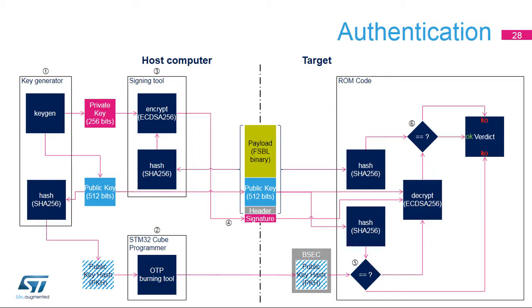5. When the STM32 MP1 target is reset, the ROM code starts by computing the SHA-256 hash of the public key available in the signed file. Then it compares this hash with the one stored in the STM32 MP1 BSEC non-volatile memory. If it is different, the authentication process fails. Otherwise, it continues. 6. The ROM code computes the SHA-256 of the FSBL payload plus the public key and the file header. It compares this hash to the value resulting from the decrypted signature with the public key that has just been authenticated. If the comparison fails, then the authentication process fails. Otherwise, the authentication is successful and the ROM code goes on with the boot process.